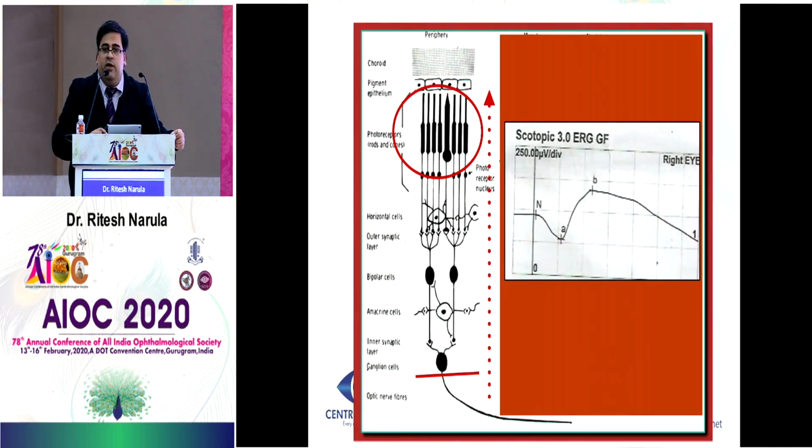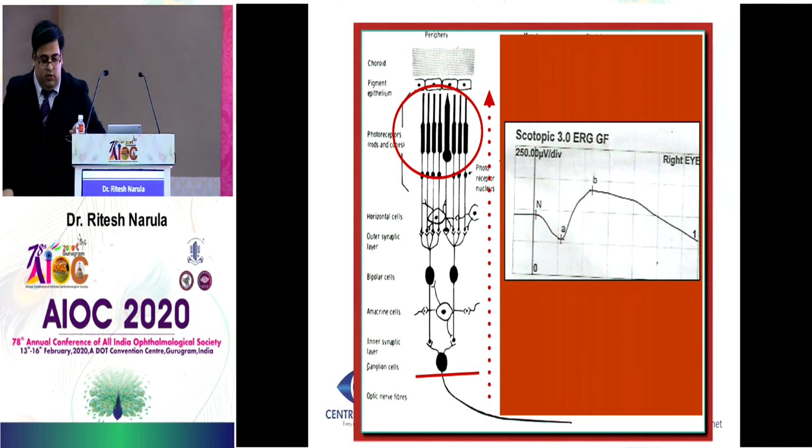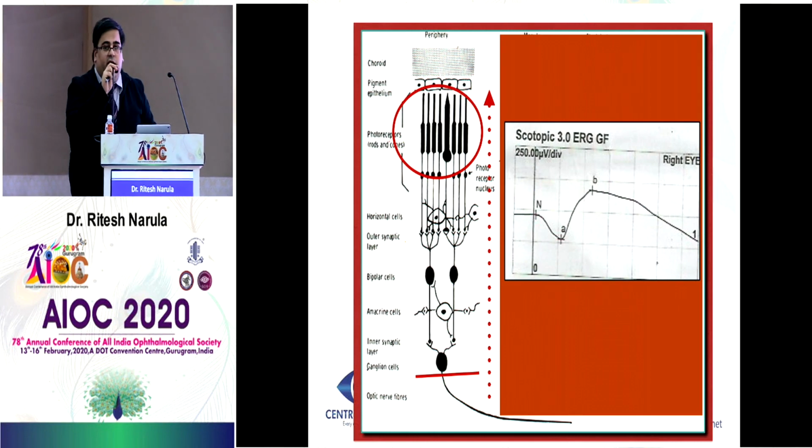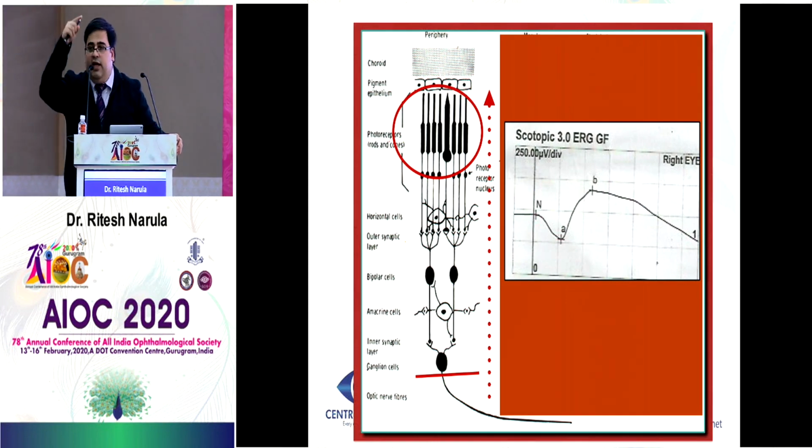Now let's try and draw an ERG. How will an ERG come up? The light goes and strikes the RPE. The first signal that you get is a negative wave. That is the A wave of the ERG, coming from the photoreceptors. The second wave which comes is the positive wave, which is coming from the bipolar cells.